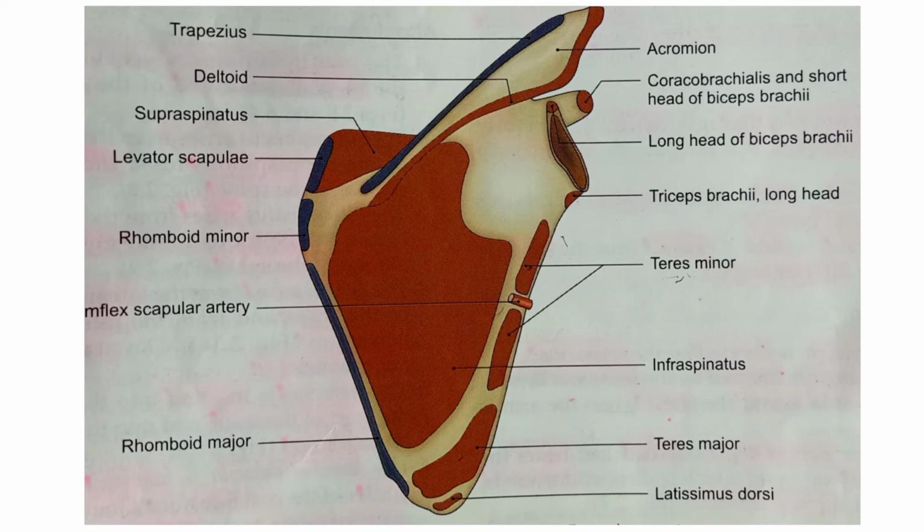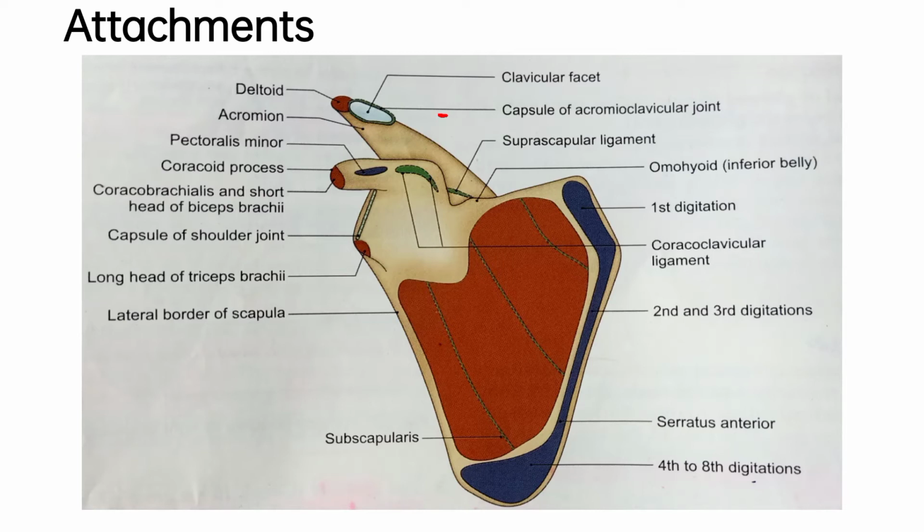Moving further to pectoralis minor. Pectoralis minor is inserted into the medial border and superior surface of the coracoid process. Pectoralis minor muscle is inserted into the medial border and superior surface of coracoid process. This is the medial border of the coracoid process and superior surface of coracoid process.